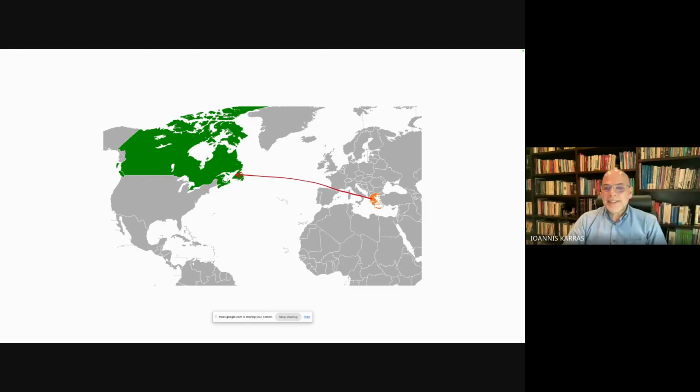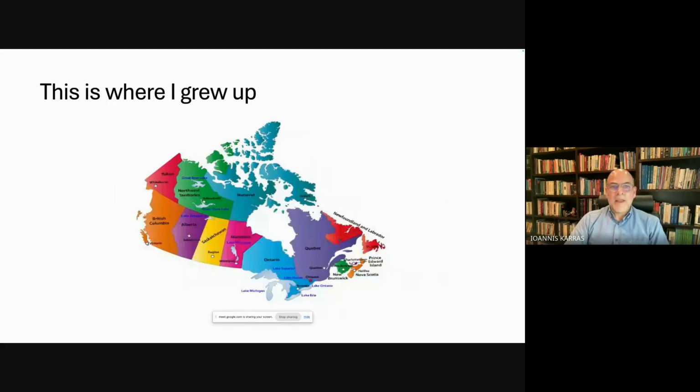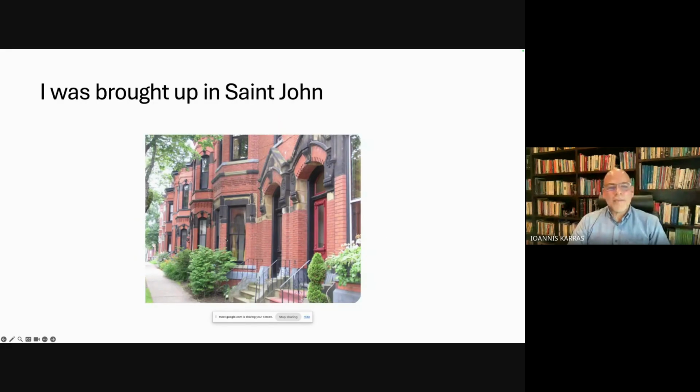And as a young child, you grow up in this situation. Because in those days, Greece was very monocultural. I'm talking about the late 70s, early 80s now. So, growing up in Canada, I realized from a very young age what diversity is all about. And this is actually the street I grew up in.